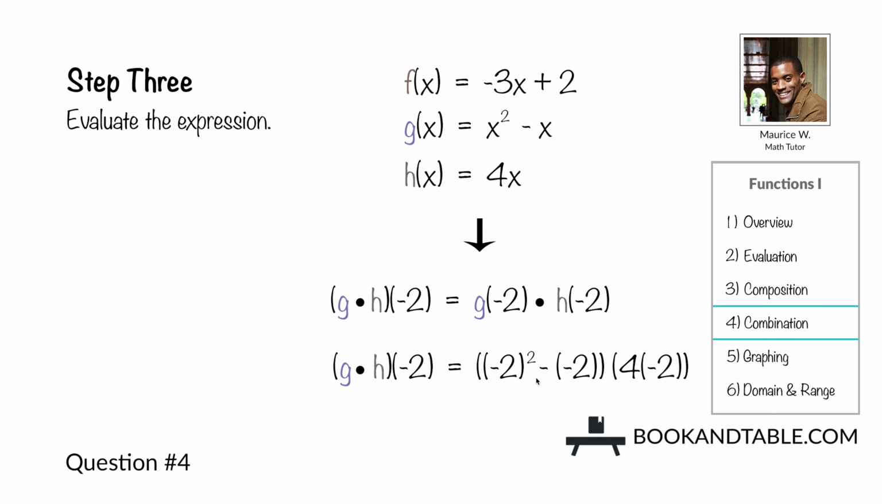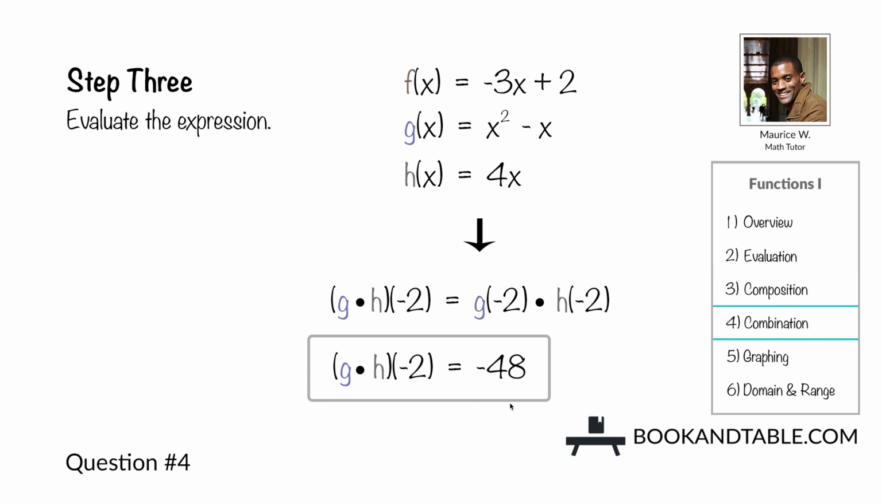So when we do so, we get negative 2 squared, which is 4, minus negative 2 is plus 2, times 4 times negative 2, which is negative 8. 4 plus 2 is equal to 6. And 6 times negative 8 is negative 48. So we see question number 4, g times h of negative 2 is equal to negative 48.